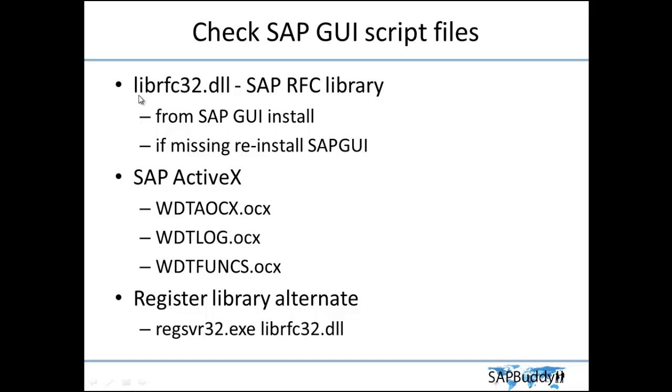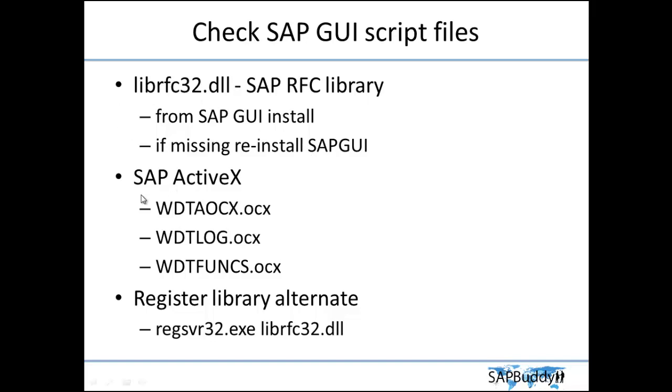The first one we are going to see is the library rfc32.dll. This is the library file for the SAP RFC library. This particular file comes from the SAP GUI installation disk. If you miss this file, it is better to reinstall SAP GUI and then this file will be automatically copied to your local drive. And it's always recommended to use the latest SAP GUI.